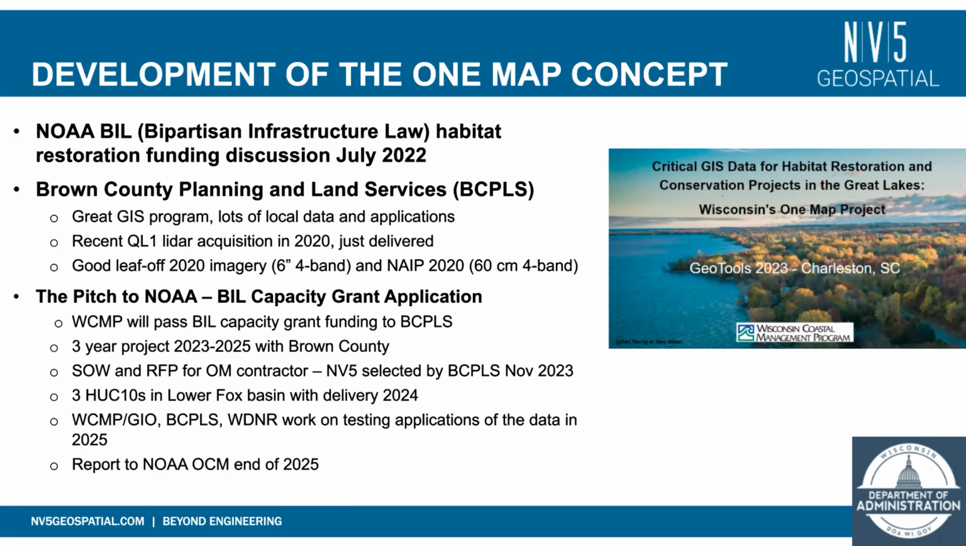The next thing that happened was we included this project in our application to NOAA for the BIL capacity funding. What we ended up with was a 3-year project with Brown County, who would be the recipients, and they went through the process of doing an RFP, a scope of work and all that. They hired NV5 last November, and now we're in the process of actually cranking out the data. I'm working on getting some of the other partners involved in setting up some applications so that we can test the data and demonstrate it in 2025. And then of course there's always the report to the major funding agency.